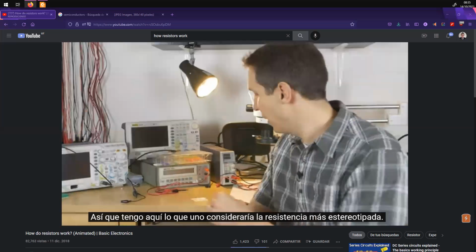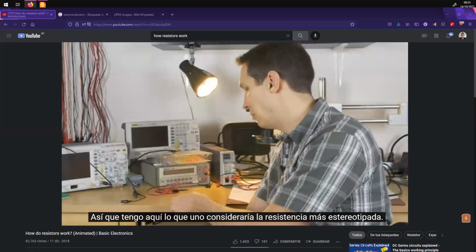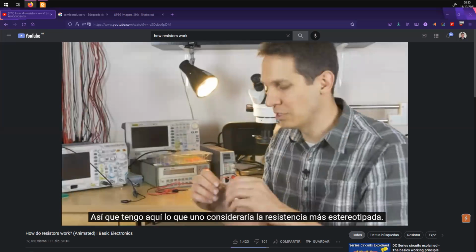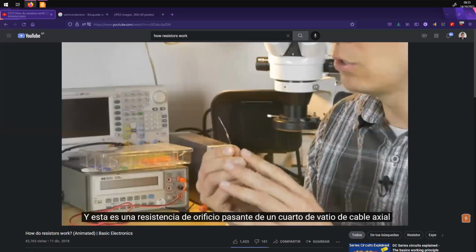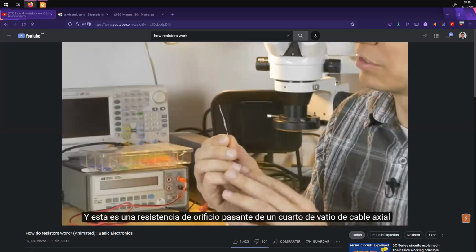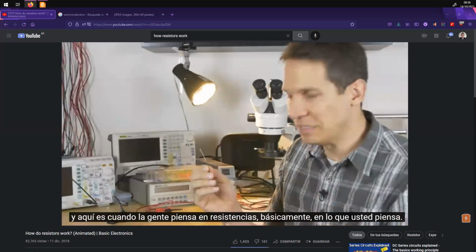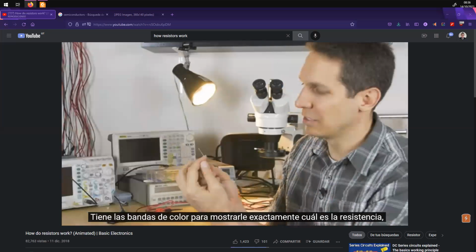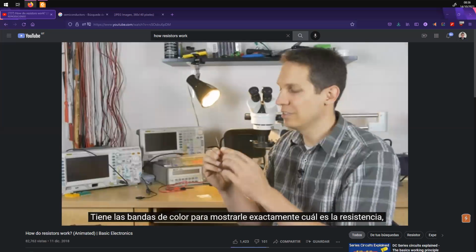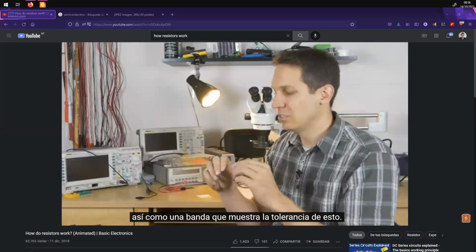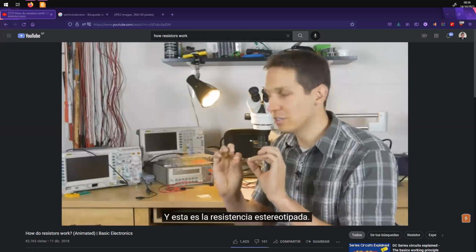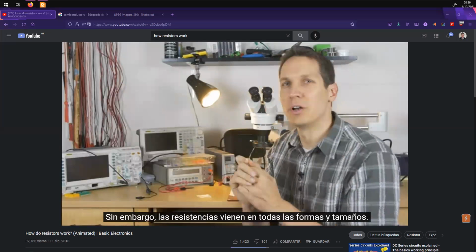So I have here what one would consider the most stereotypical resistor, and this is an axial lead quarter watt through-hole resistor. And this is, when people think of resistors, basically what you think of. It's got the color bands to show you exactly what the resistance is, as well as a band showing the tolerance of this. However, resistors come in all shapes and sizes.